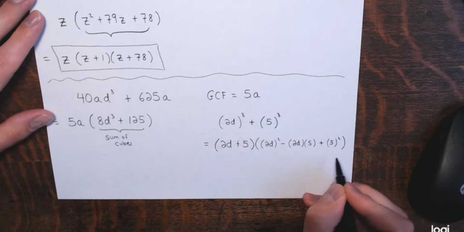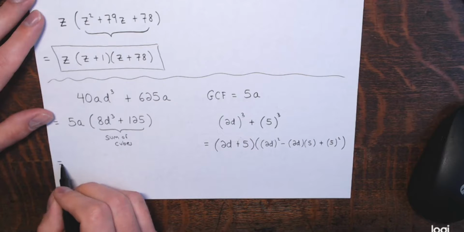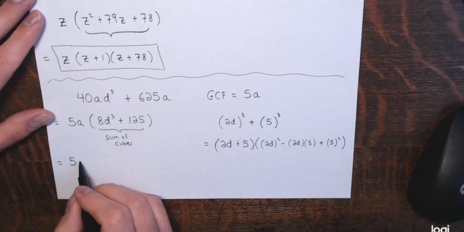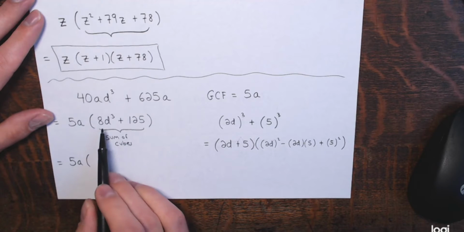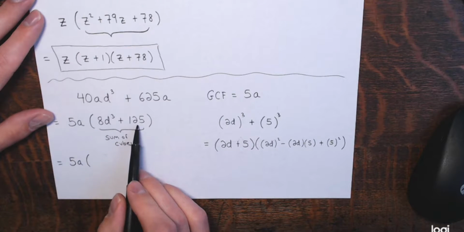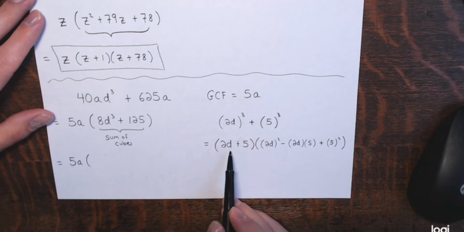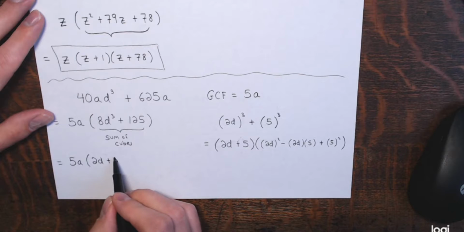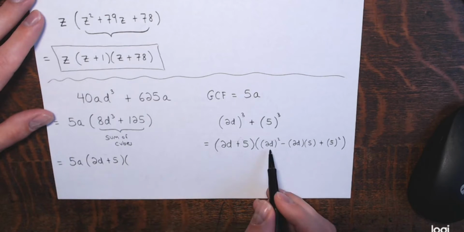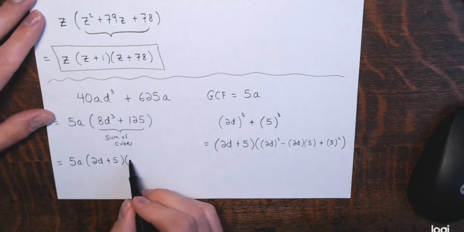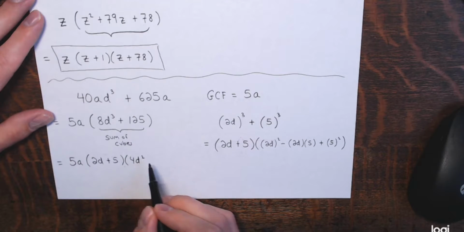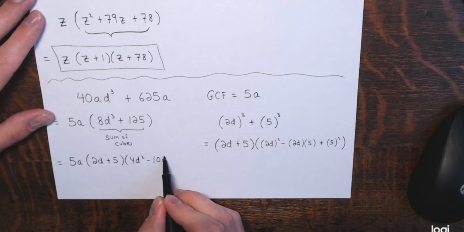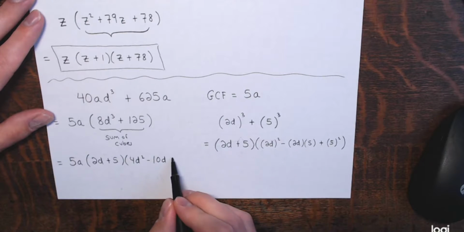And of course we simplify this, and I'll do this over here. So we had the greatest common factor, 5a, pulled out, and then this 8d cubed plus 125 we saw as a sum of cubes would factor this way. One factor is 2d plus 5, and then the other trinomial factor is 2d to the second, which is 4d squared, minus 2d times 5, that'd be minus 10d, and then plus 5 squared, or plus 25.